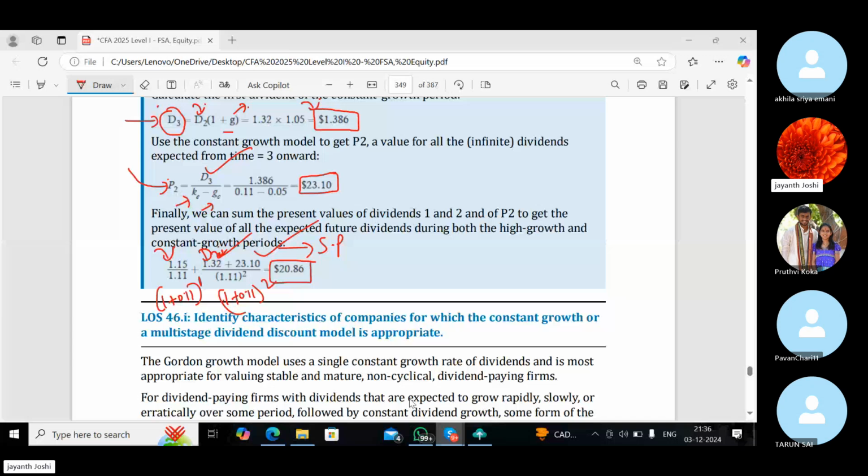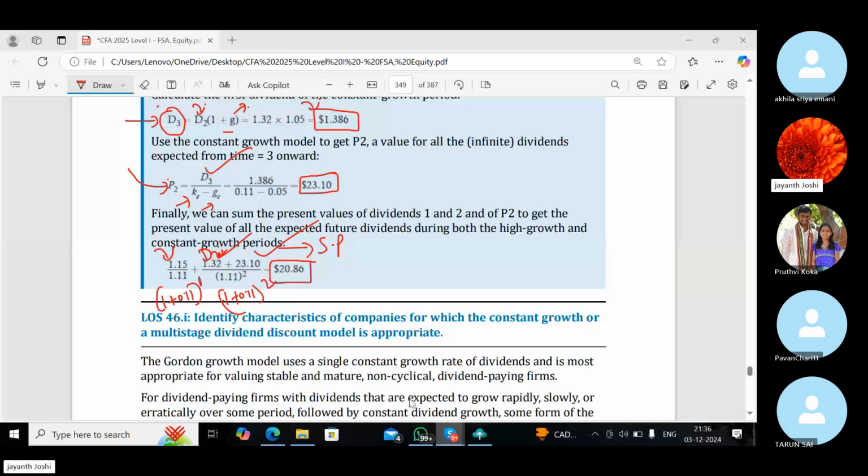For dividend-paying firms with dividends that are expected to grow rapidly, slowly, or erratically over some period, followed by constant dividend growth, some form of multi-stage model should be employed. First, in some initial years, the dividend is going to grow at some rate, but after that, it's going to take the constant growth rate. In that case, you can use the multi-stage model.